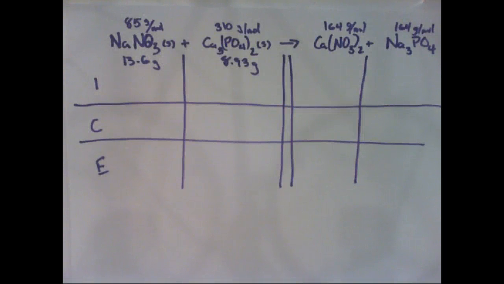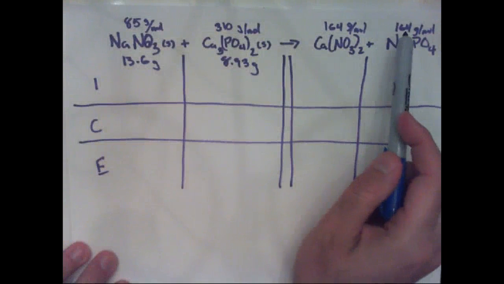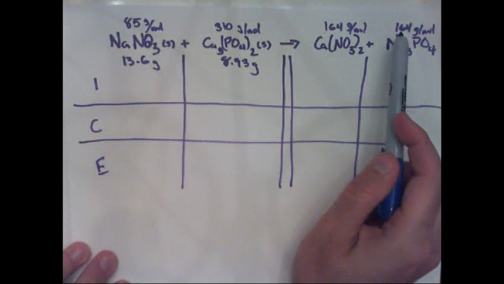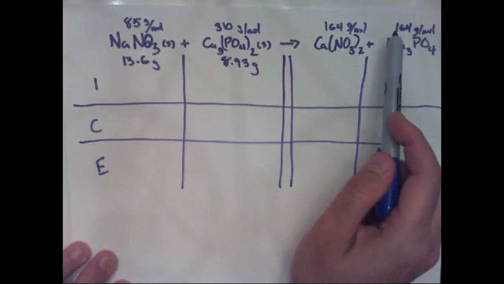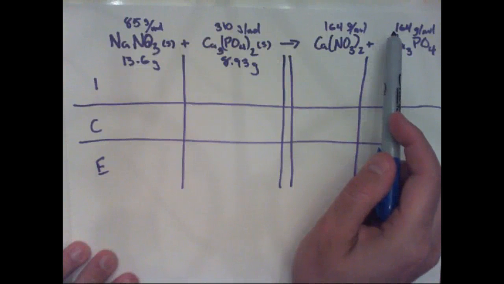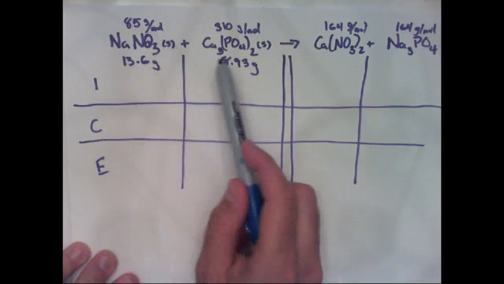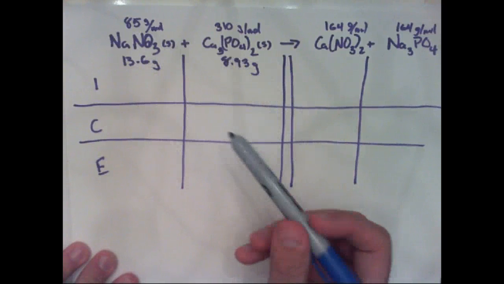So here's the reaction in the ICE chart. I have included already the molar masses up here. Now, I have rounded the molar masses to the nearest whole number. You, as the student, shall take those numbers and find them on the periodic table and not round them. And I've also included the masses of the starting materials, like I had already said.